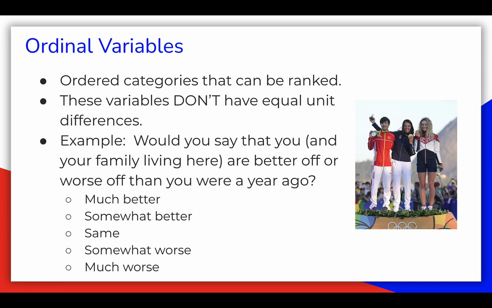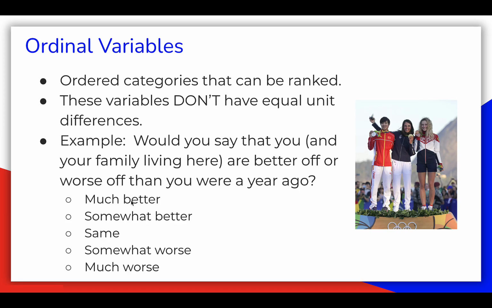And it makes a little more sense in contrast to nominal, ordinal variables. These are variables that have categories, ordered categories, I should be clear, that can be ranked. These variables do not have equal unit differences, and you might be wondering what that means. So a good example first is these sort of subjective questions, particularly about like Likert scales. Would you say that you and your family living here are better off or worse off than you were a year ago? Much better, somewhat better, same, somewhat worse, or much worse.